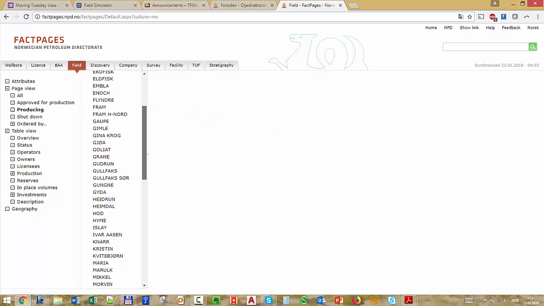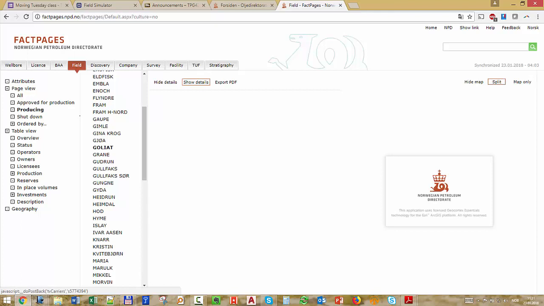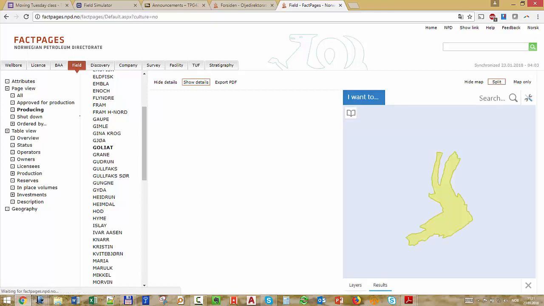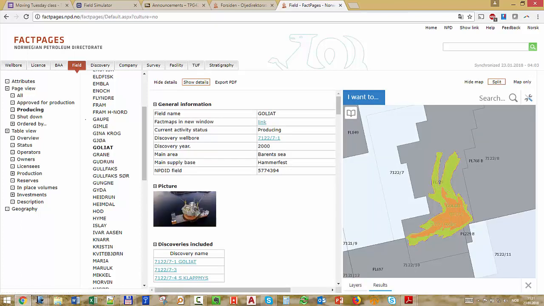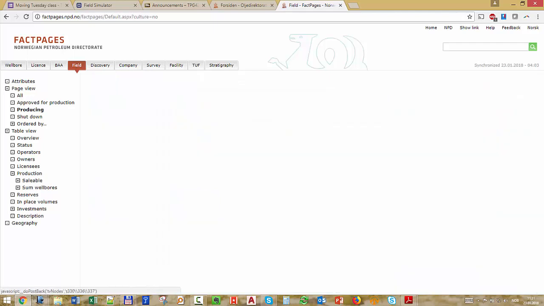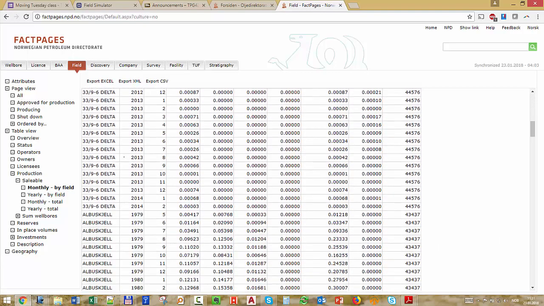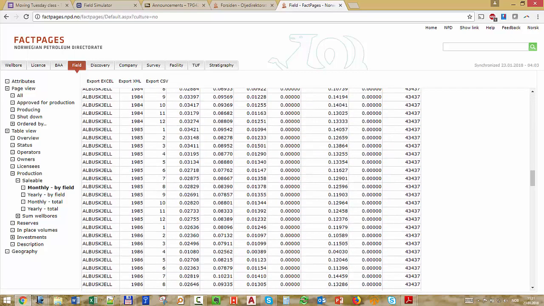Okay, and you have all the fields in the North Sea, Goliat for example, and here production. On the left, production monthly by field, and it's very open, so you can get exactly what each field is producing. And if you are bored, you can go and plot the production profile of each one of these fields, and you can find which one was in plateau, which one was satellite, etc.